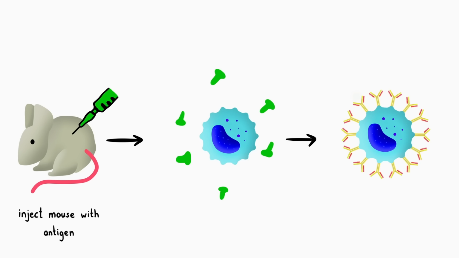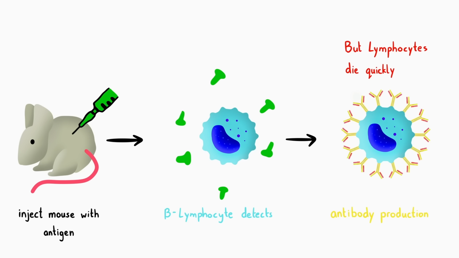The process begins by stimulating mouse lymphocytes to make a particular antibody. This is done by injecting a mouse with the specific antigen the scientists want to target. However, lymphocytes don't survive long in laboratory conditions.